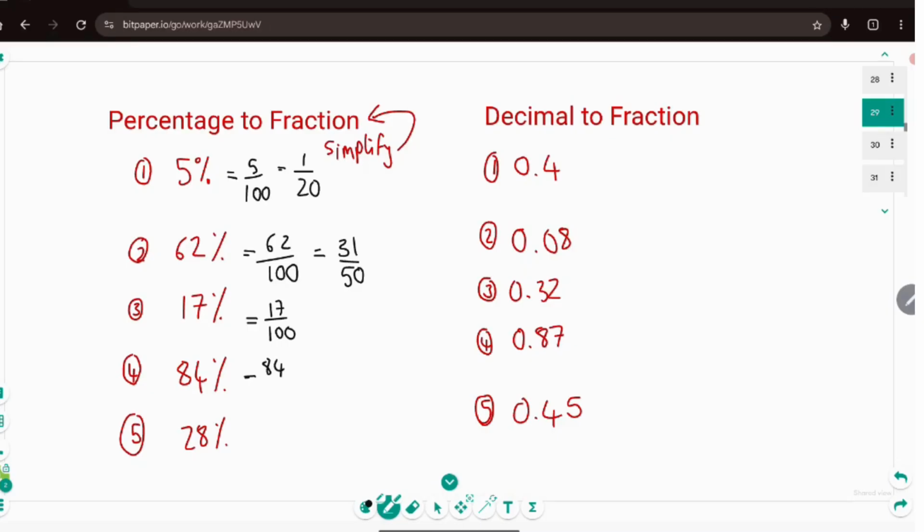84 over 100 simplifies to 21 over 25. 28 over 100 simplifies to 7 over 25. Okay, so we're going to change this to a percentage first. 40%, 40 over 100, 2 over 5.